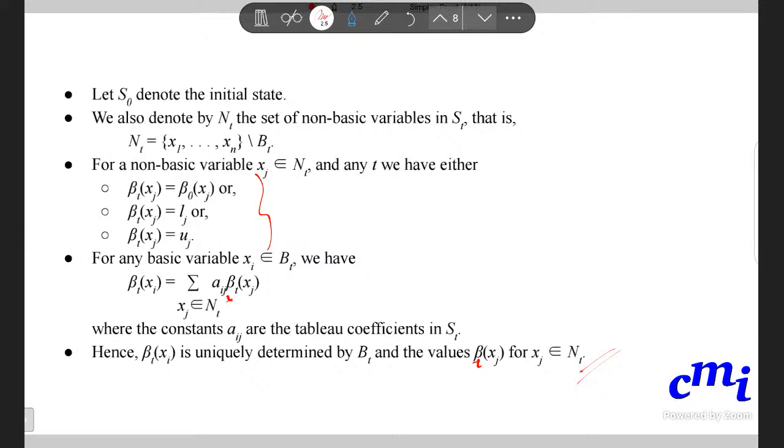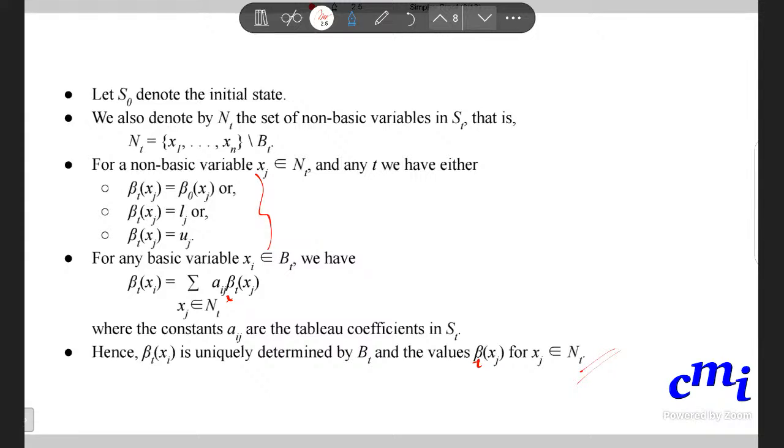Sorry, your voice got cut. Could you repeat the last line? Yeah, I think your voice is cutting. Oh, no. What I said was, no. Harsh asked whether the assignment for some variables can be between lj and uj.